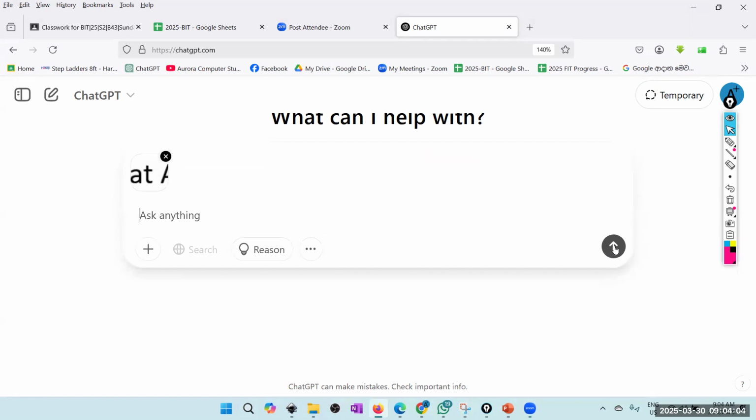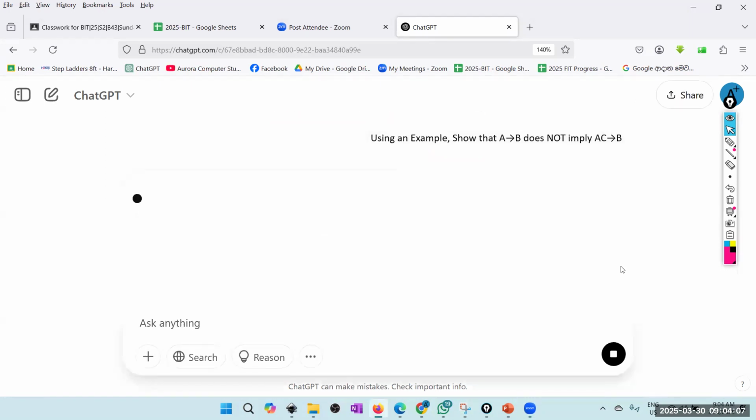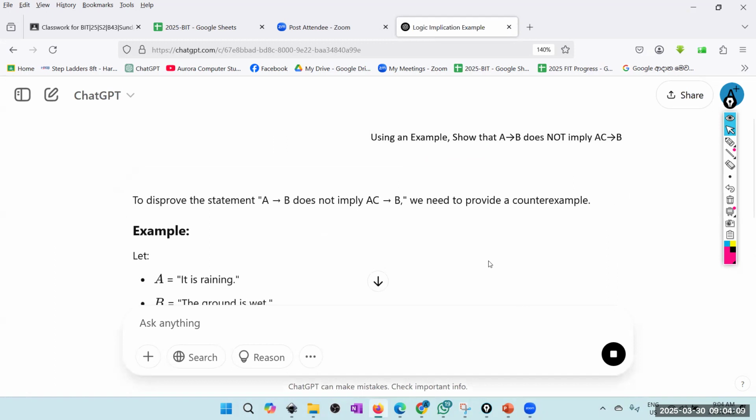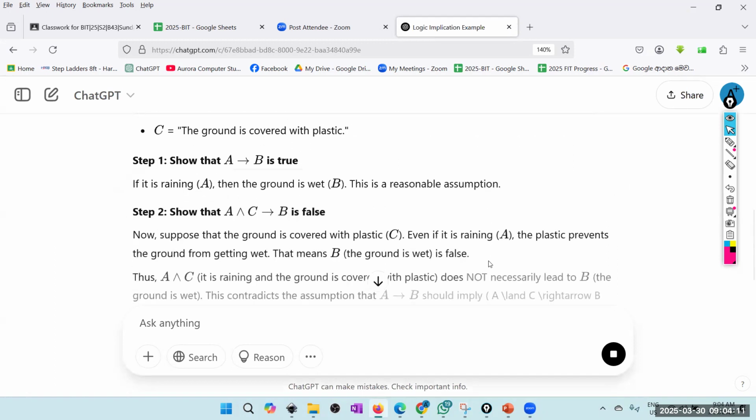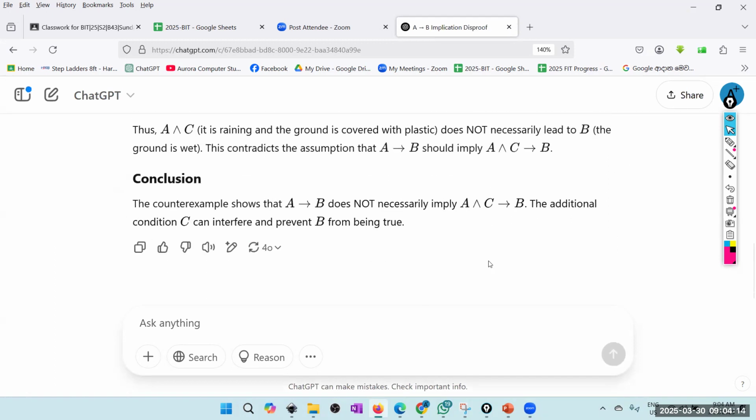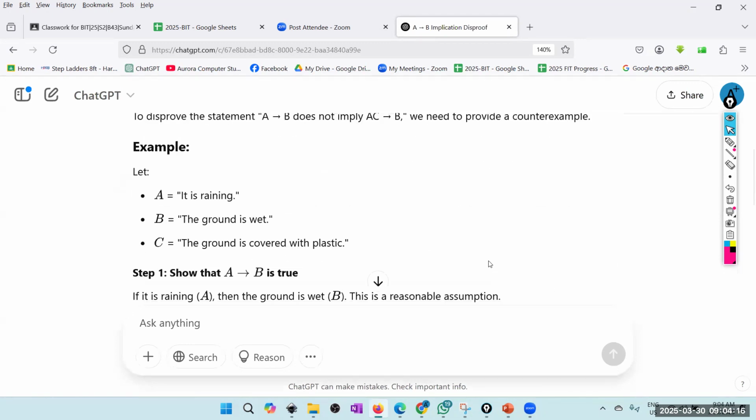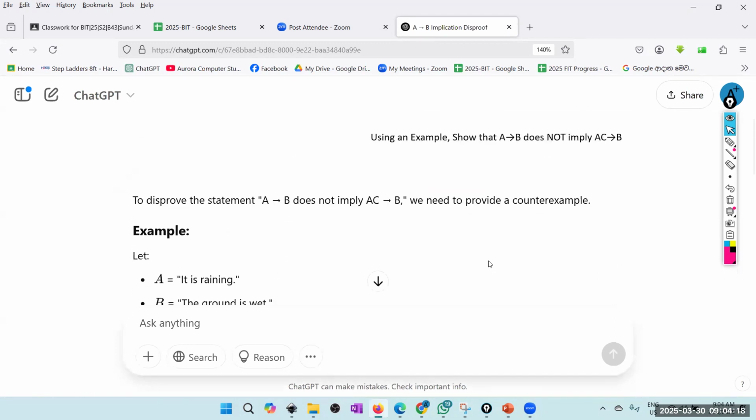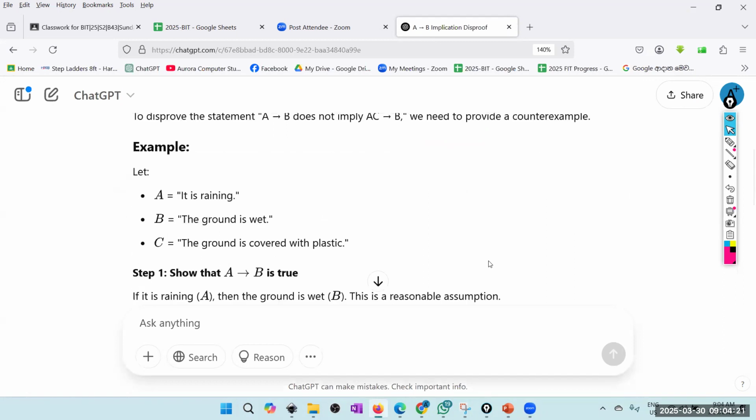I think either ChatGPT has made an error or I have a copy-paste error. But this is not a tabular example. Rather, it has given me a different example. Okay, let's see whether this example makes sense. A implies B. That means if it is raining, the ground is wet. Whenever it is raining, the ground is wet. That is common sense, right? When it is raining, obviously the ground must be wet.